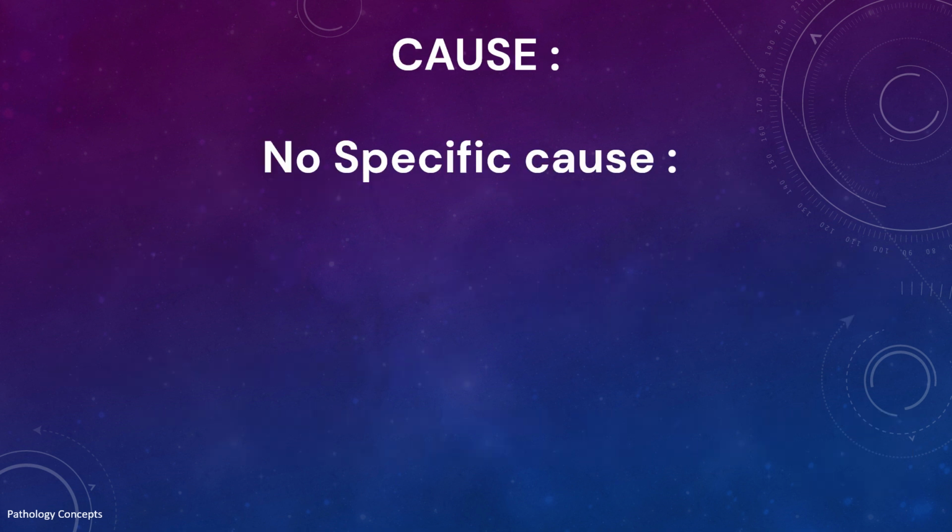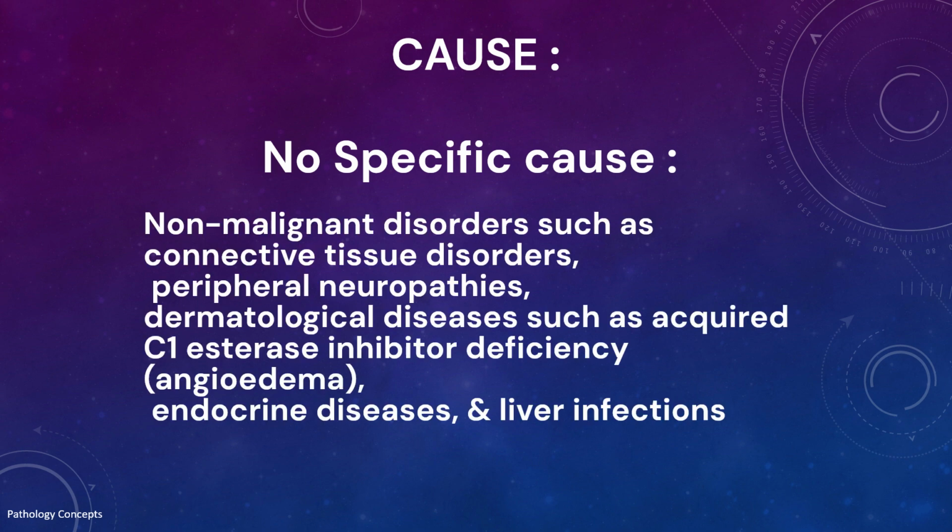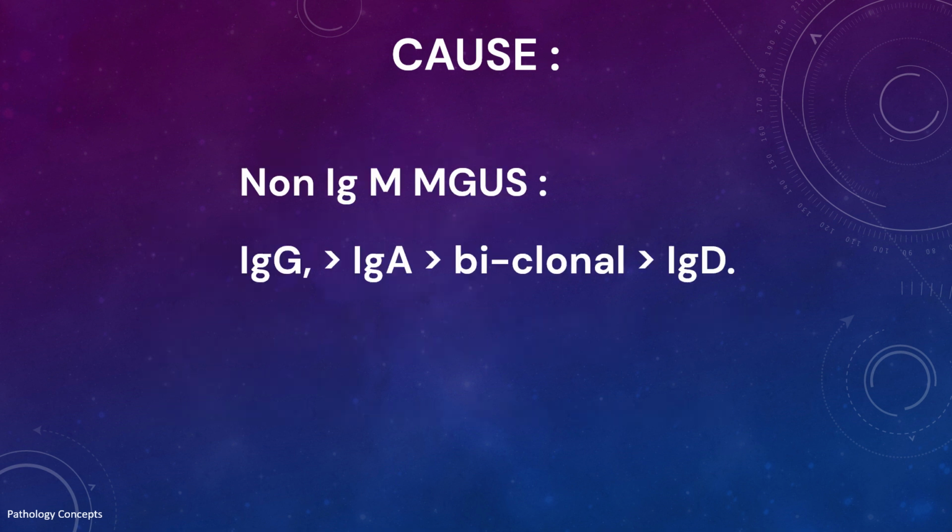Cause. No specific cause of non-IgM MGUS has been identified. However, the disease may be associated with some non-malignant disorders such as connective tissue diseases, peripheral neuropathies, dermatological diseases such as acquired C1 esterase inhibitor deficiency, endocrine disease and hepatitis C virus infection and HIV liver disease. The majority of non-IgM MGUS are IgG followed by IgA, biclonal and IgD.